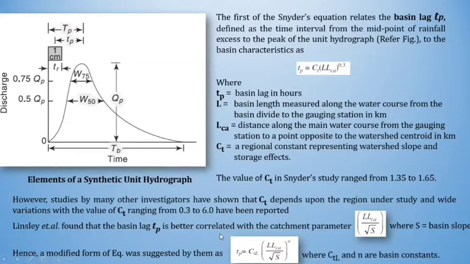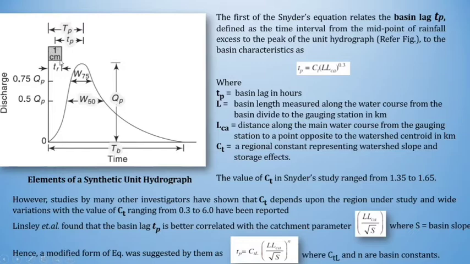So this is a typical hydrograph showing the elements of a synthetic unit hydrograph. You can see various parameters here, like time on the x-axis and discharge on the y-axis. You can see the demarcation of W50 and W75 here. This Qp represents the peak discharge. This is the total time duration of the DRH, TB.